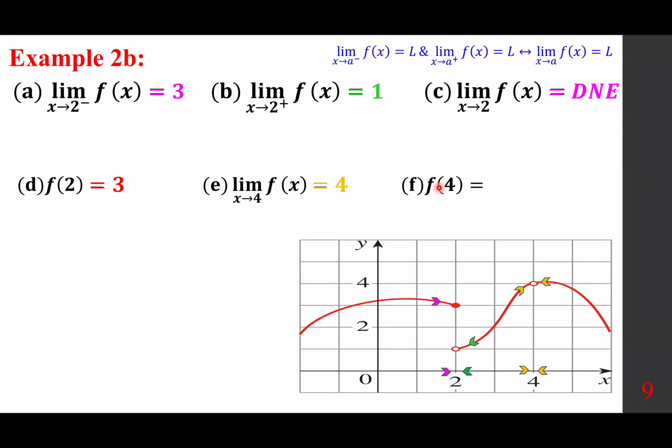But what about f of 4? Look for a solid point. It's not given, so it's undefined. So the function is discontinuous at 4, but because the limit exists, it's fixable. We can fix it. It's a removable discontinuity. Whereas here it's a jump and there's nothing to do to fix the discontinuity.